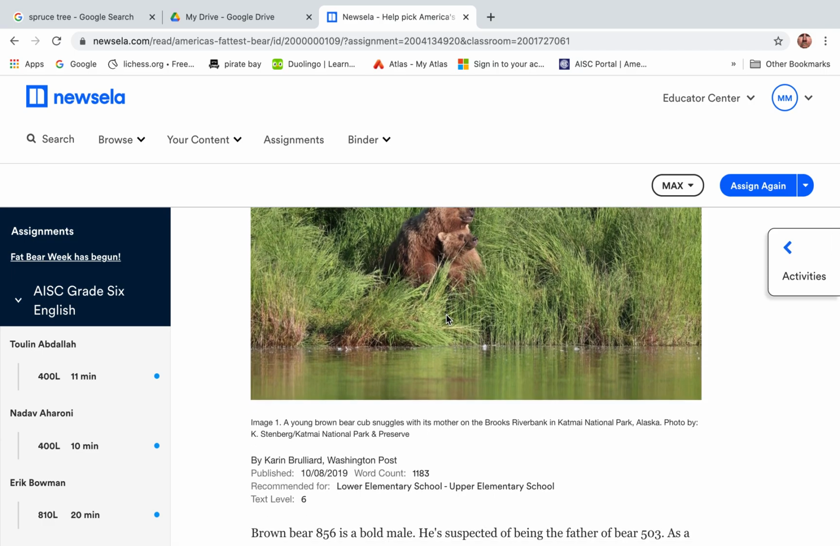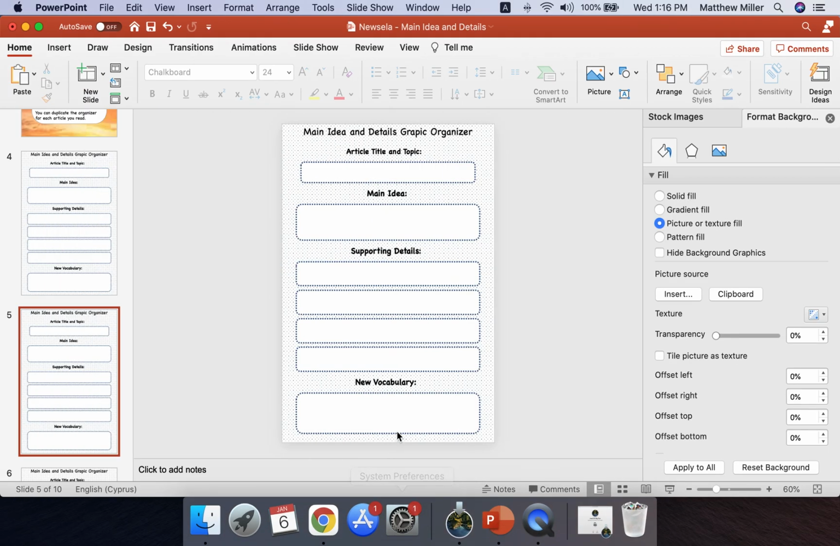My one consideration: if you read it all the way through and you know every single word, then you're probably reading it at too easy of a level. What I want you to do is read it so there are at least 3 or maybe 4 words that you need to look up in order to understand the article. And that's one of the parts of our graphic organizer. You can see here, I want new vocabulary. So I'm going to want you to have at least 3 words there that are new words to you, where you give me the word and the definition that you looked up and found.